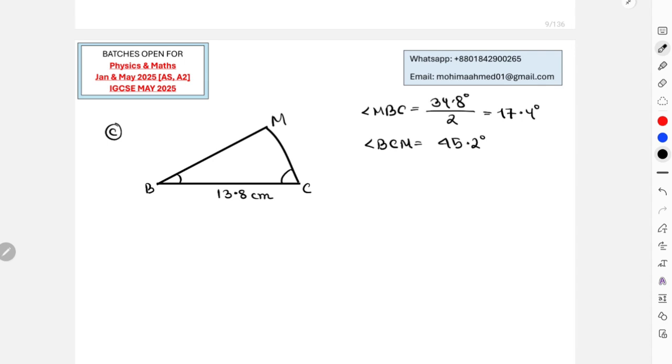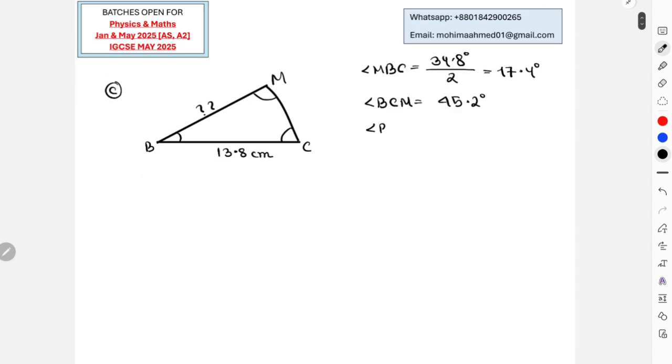Now over here, I need to find out the value for this side. In order to find out the value for this side, we need the value for this angle, which is angle BMC. For that BMC, obviously I'm going to use the same concept, 180 minus 45.2 minus 17.4.